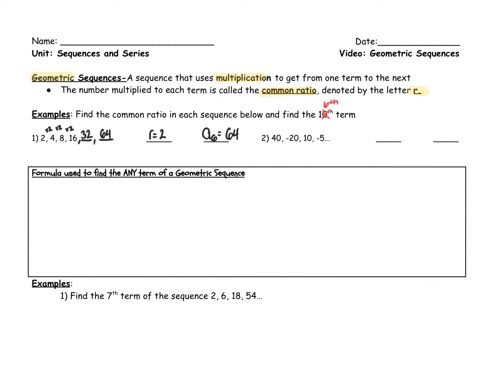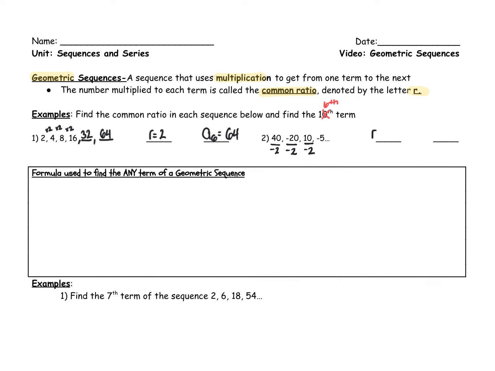Okay, how about here? 40, negative 20, 10, negative 5. So the numbers are getting smaller. So some of you must be thinking division, and you're absolutely right. We know that 40 divided by negative 2 gives me negative 20. We know negative 20 divided by negative 2, negative divided by negative gives me a positive, 10. So 10 divided by negative 2 gives me negative 5. So this works as well.